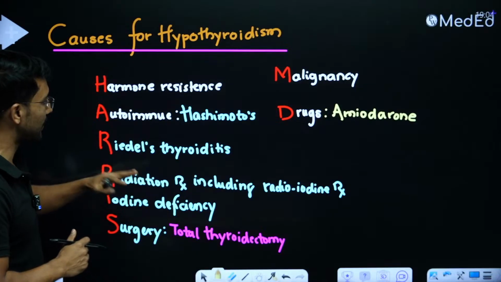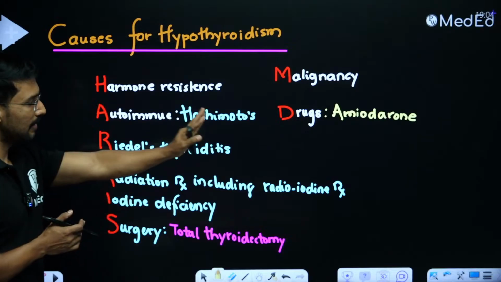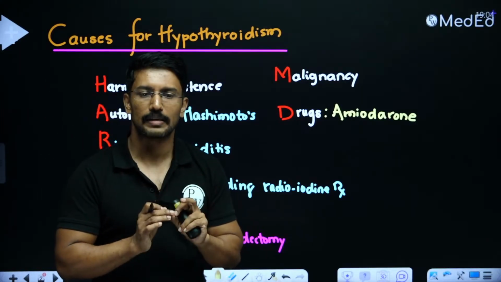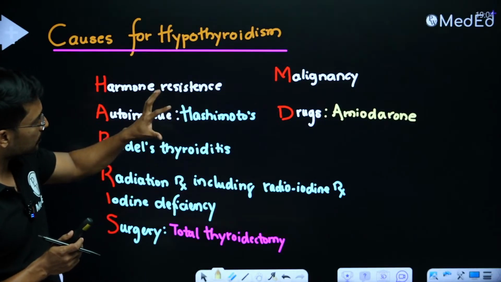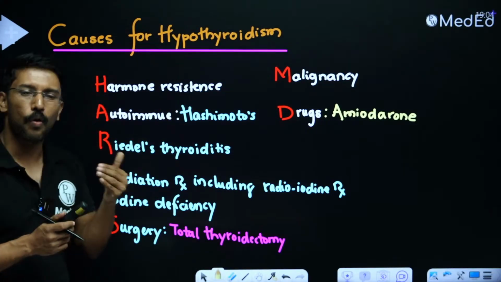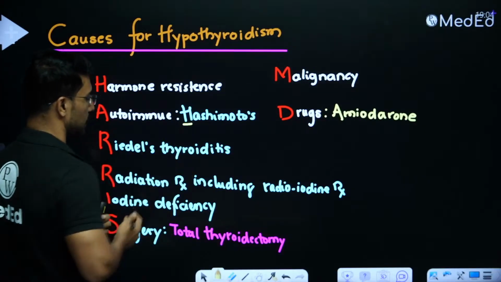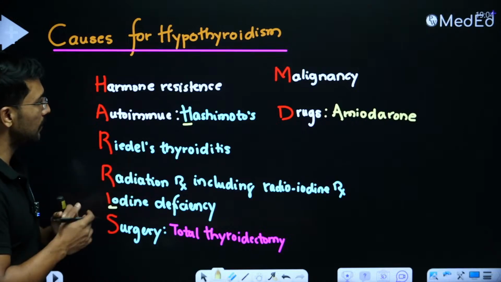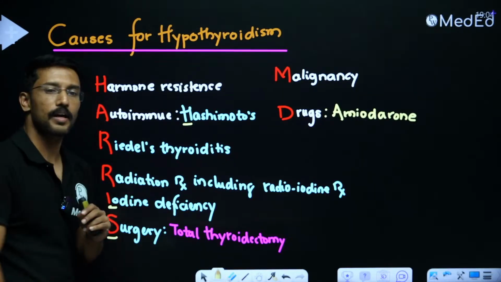So these are the main causes. You can remember it with the mnemonic Harris MD. Easy to recreate in the exam. But if you want to become a good doctor, you should know among all the causes that we mentioned, which are more common. So common ones are Hashimoto's thyroiditis, then iodine deficiency, at least in some parts of the world, and iatrogenic, that is post-surgical hypothyroidism.